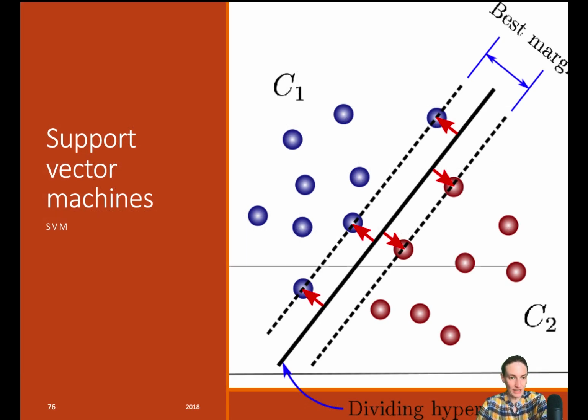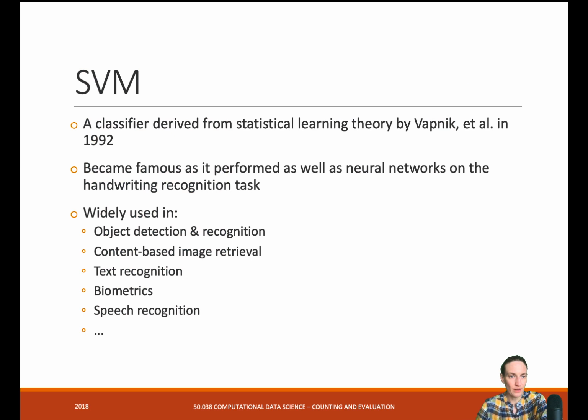Okay, that brings us to an exciting classification model, support vector machines, that were very popular in the early 2000s. SVM, support vector machines. We can also use it for regression. In that case, it becomes SVR, support vector regression.